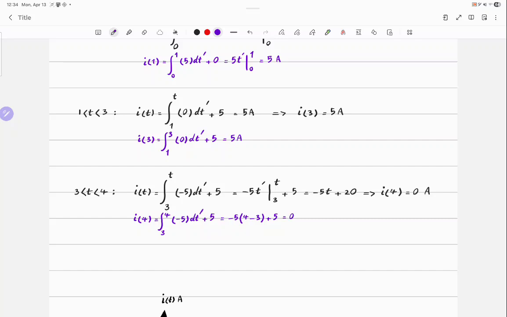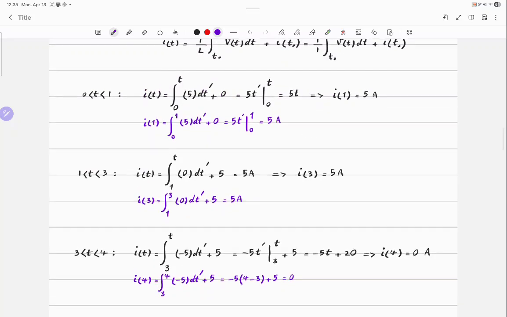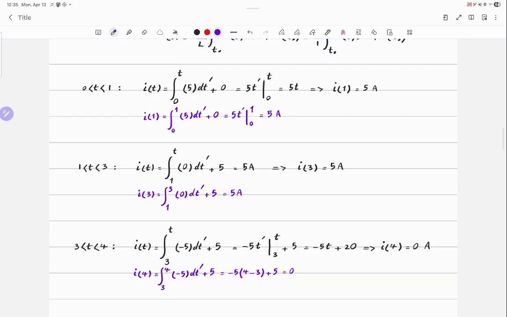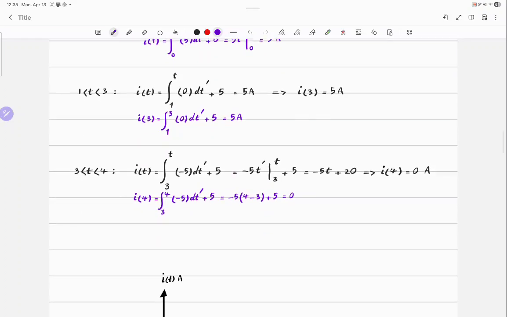Yes, equal to 0. Which one do you prefer, the black ones or the purple ones? Is there any limit to using the purple ones? Okay, so let's use the purple ones.